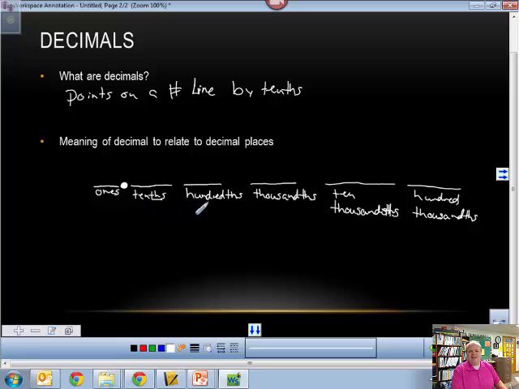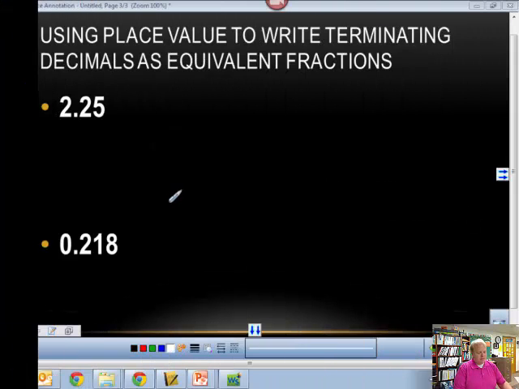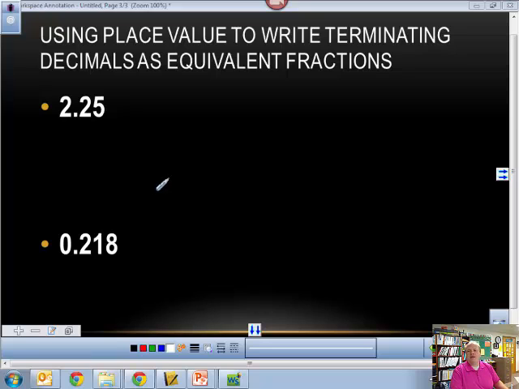I want you to understand that these are all in powers of 10. I'm increasing by 10. This is my tenths, my hundredths, my thousandths, ten-thousandths, hundred-thousandths. So decimals are all in relationship to tenths and the powers of 10. Now, let's see how that works with some of the problems that we have. Here I want you to use place value to write terminating decimals as equivalent fractions. First, we need to talk about the word terminating. Terminating means to stop. When I hear the word terminate, I think of a stop sign.